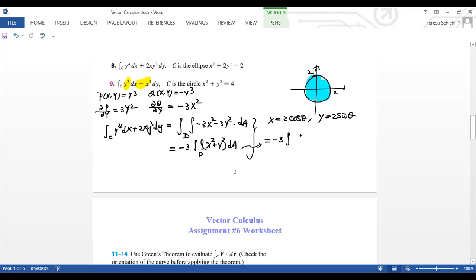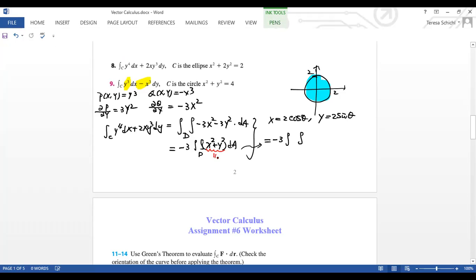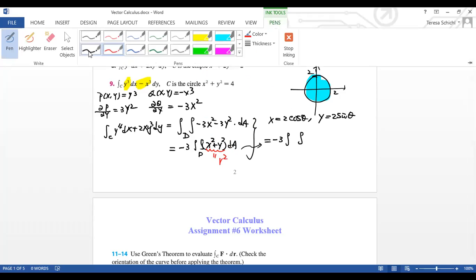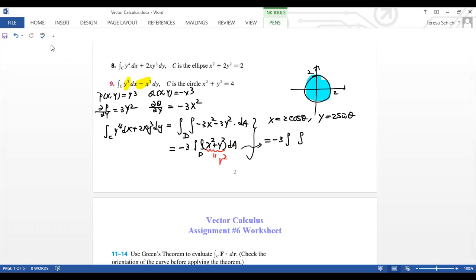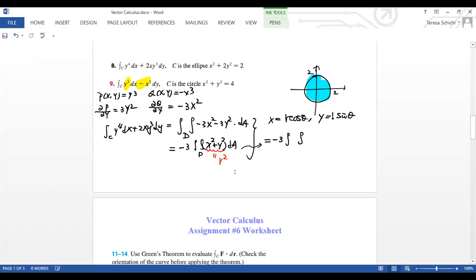Negative 3 and r squared, right? So x squared plus y squared is what? This one here is x squared plus y squared, which is r squared. Sorry, here I should say x equals r cosine, y equals r sine, right? So now x squared plus y squared is r squared.